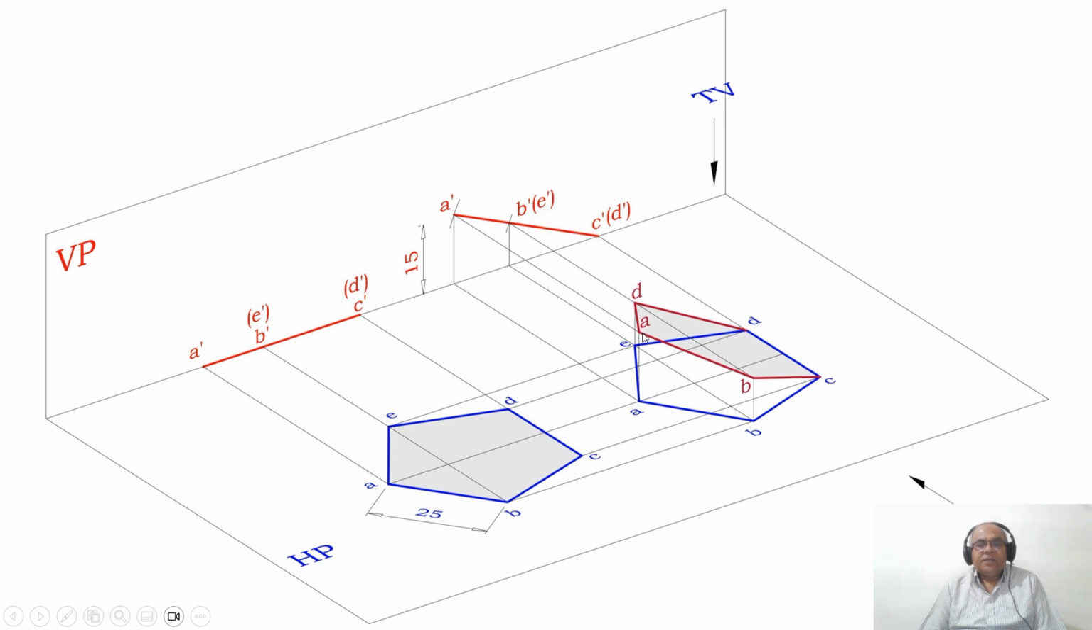Similarly, draw a vertical projector from A, B and D to the XY line, to the HP. Then you mark this as small a, small b, small c, small d and e. Then join A to B, B to C, C to D, D to E and E to A with a dark line. So what is the position of this surface with reference to both VP and HP? The surface is inclined to HP, but still it is perpendicular to VP. Therefore, you are getting a line in the vertical plane.